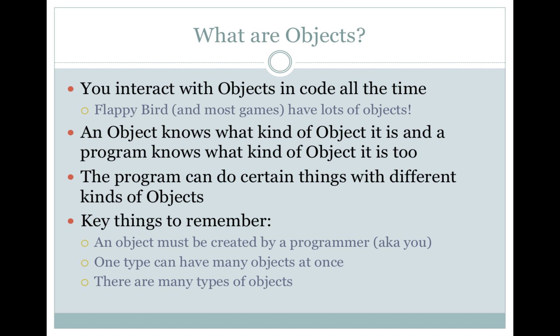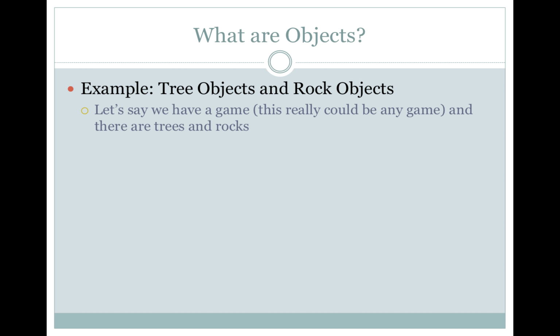And just some key things to remember. So an object must be created by a programmer, or basically you. One type of object can have many objects at once. So that sounds confusing, but I'll go over an example in the next slide. Okay, and there are many types of objects, and each type can have many objects at once. Okay, so let's use an example and kind of go over that.